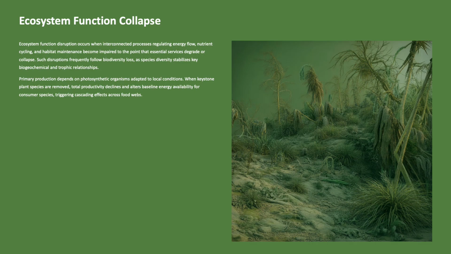Photosynthetic organisms, plants, algae, and phytoplankton, form the base of most food webs, converting solar energy into usable biological energy. When key primary producers decline due to pollution, climate shifts, habitat loss, or invasive species, the amount of energy entering the system is reduced. This change affects herbivores first, then predators, triggering cascading disruptions across trophic levels. Habitat degradation amplifies these effects.